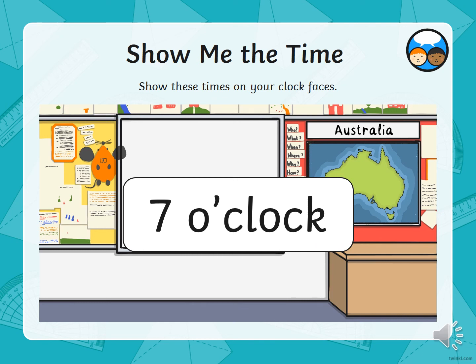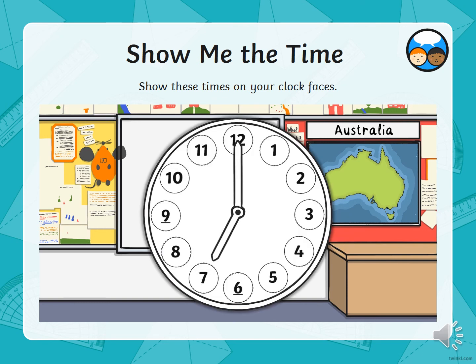Can you show me this time on your clock? 7 o'clock. O'clock, so we know what that means. It means the big minute hand will be on the 12. So now you just have to draw where the small hour hand will be on the number 7.